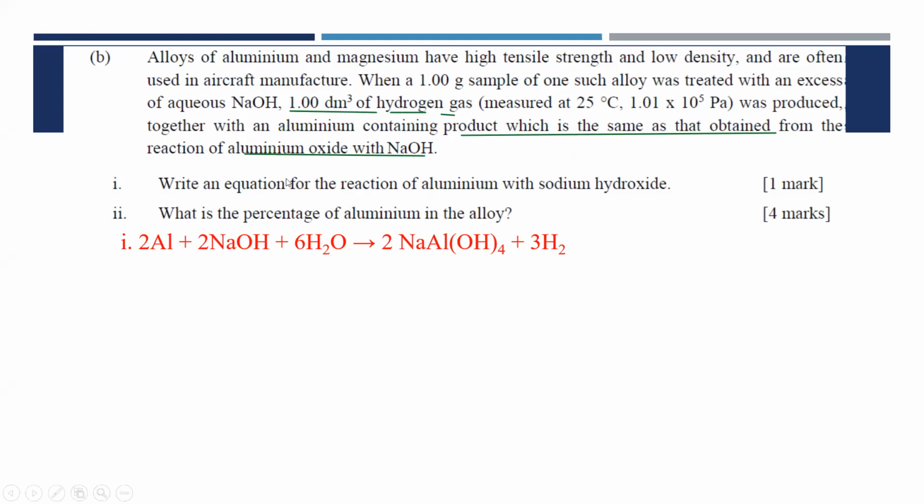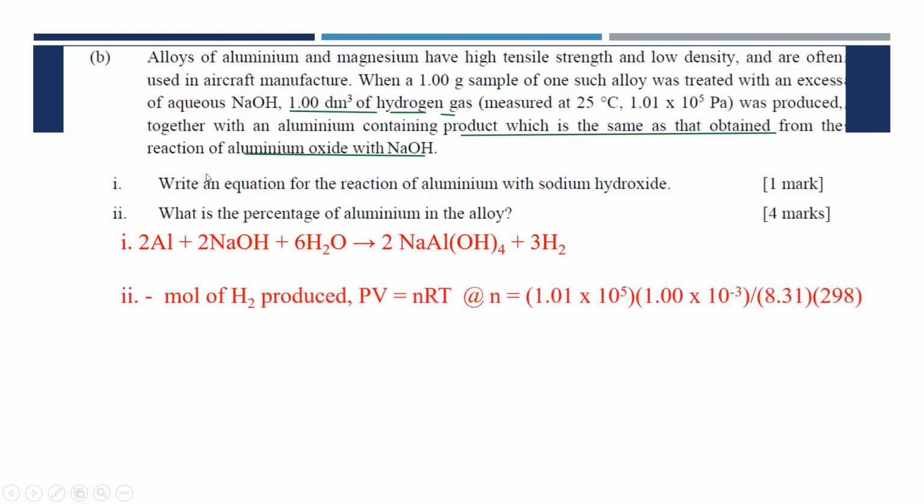And number 2, what is the percentage of aluminium in the alloy? First of all, you have to calculate the mole of the hydrogen gas. So you use PV equals nRT. So n is equal to 101 times 10 power 3 times 1.00 times 10 power negative 3, because it's decimeter cube, so you have to convert to meter cube. And then, as usual, substitute exactly as given in the question, divided by 8.31 and 298 Kelvin.